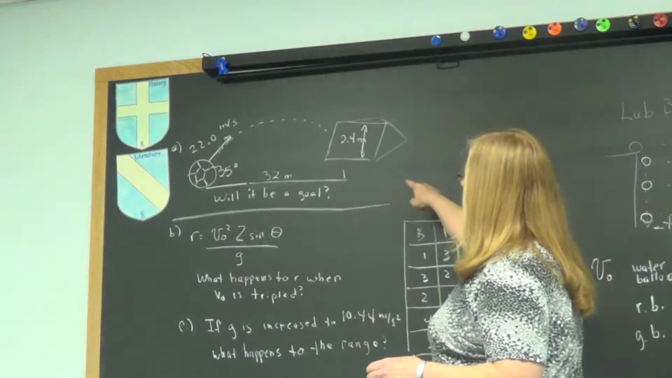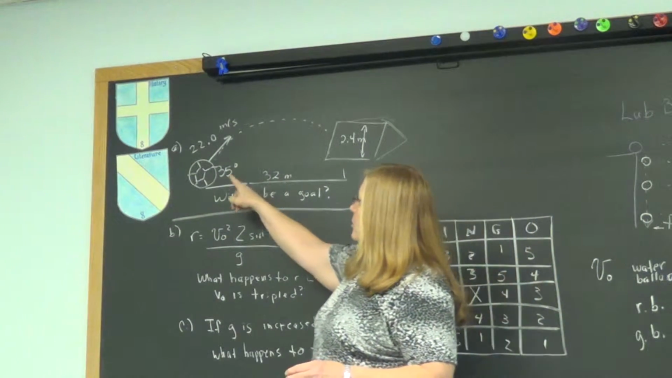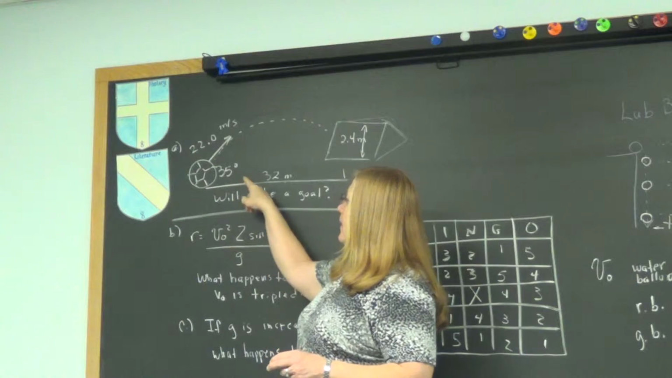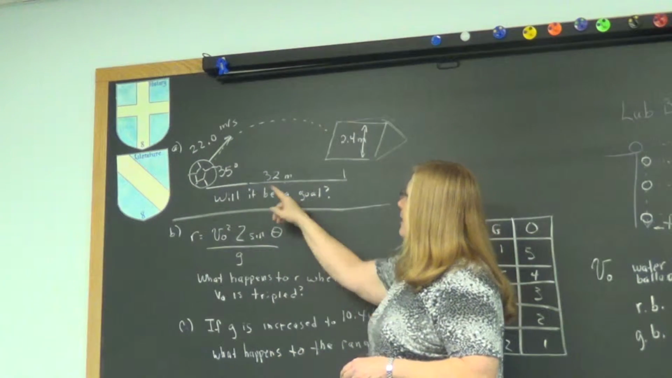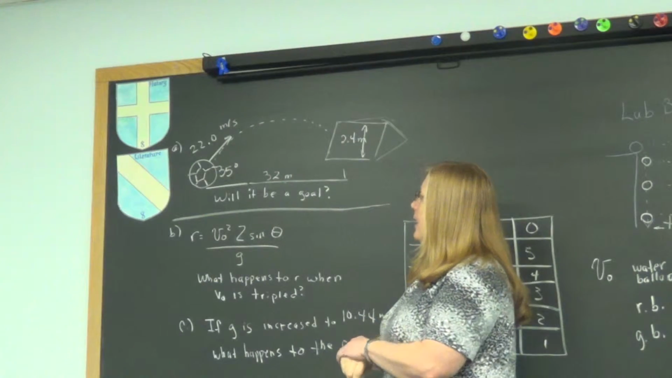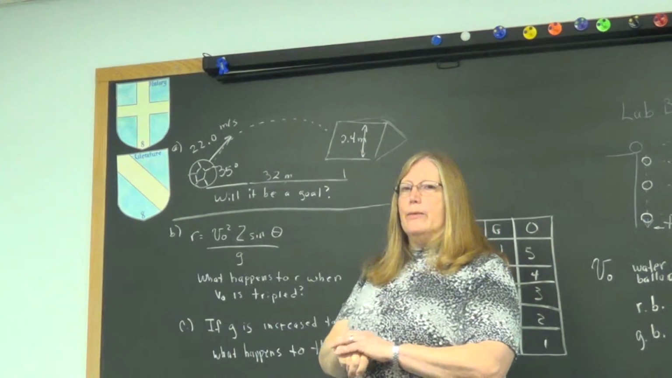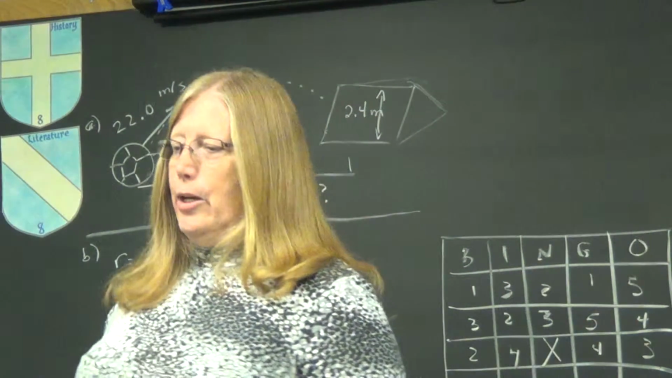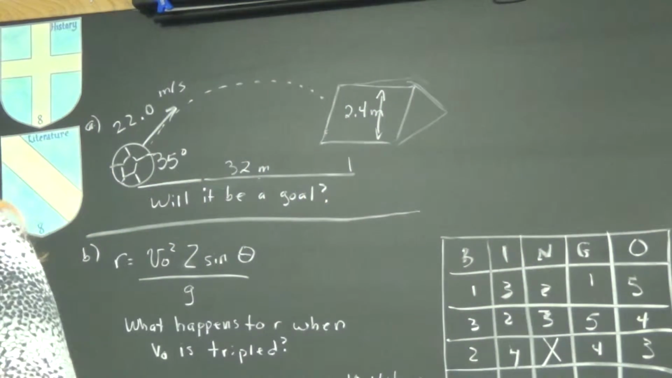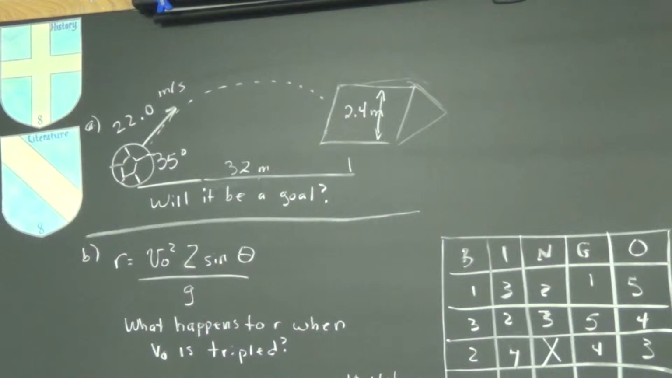So if you would jot down this question, we have 22 meters per second, 35 degrees is the angle. The goal is 2.4 meters high, and it is 32 meters away. We need to know if it will fall in this range and be a goal. If it's above, no goal. All right, shall we use the range equation?